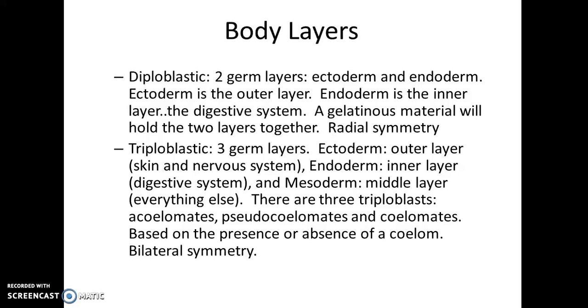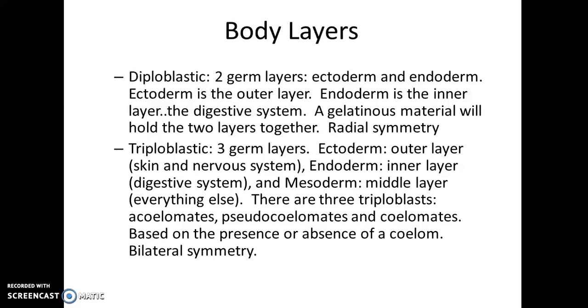Now, there are three types of triploblasts, of course. We have acoelomates, pseudocoelomates, and coelomates. And they're based on the presence or absence of a coelom. Now, all triploblasts are bilaterally symmetrical. Did I say bilaterally? All triploblasts are, yeah, bilaterally symmetrical. I was right. Okay, good.